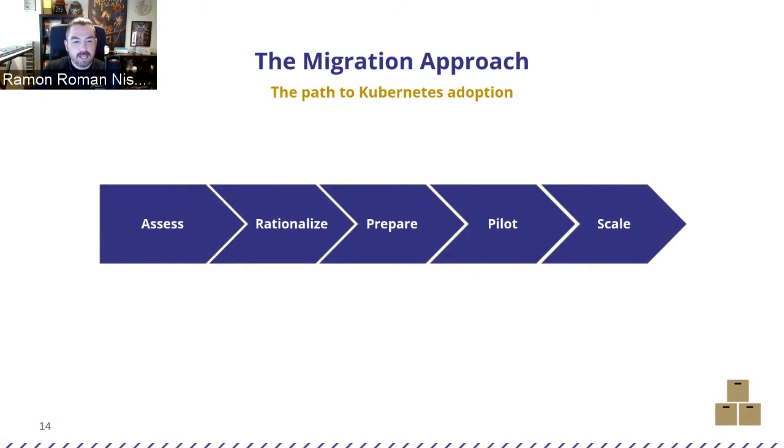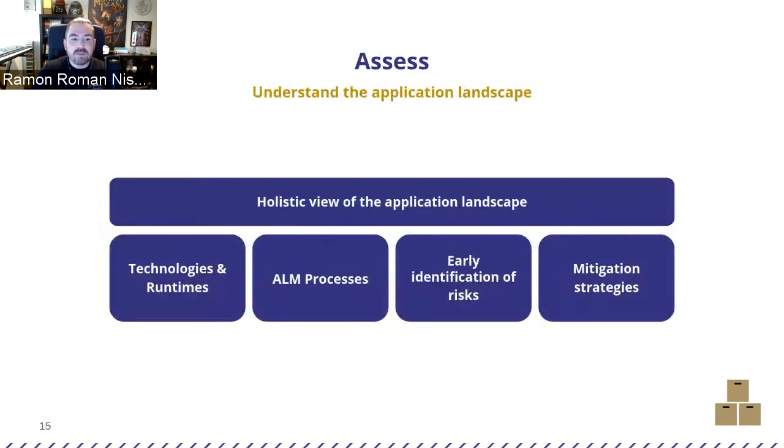So let's get into the details of each one of these phases, the way they work, and the activities that the adoption teams should do during each one of them. First one will be the assessment phase. And the idea behind the assessment is to understand the whole application landscape. And I'm going to repeat this: you definitely need to have a holistic view of the whole application landscape. And by landscape, I mean all the application portfolio and also the different processes around that application portfolio.